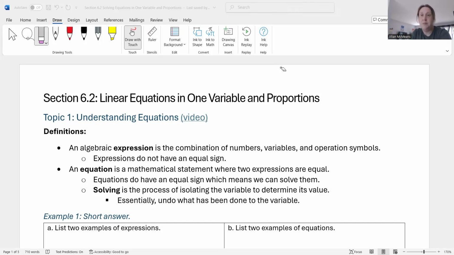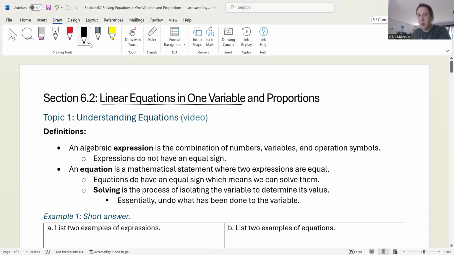Hopefully not. Anyway, moving to the math. For section 6.2, we want to talk about linear equations in one variable and then proportions. In the previous section, 6.1, we talked about algebraic expressions, the start of our talk about algebra. At the end of the last section, we talked about formulas, which introduced the idea of an equation. But in this section, we're going to dive in deep to the idea of an equation. Again, one variable, so linear equations in one variable.